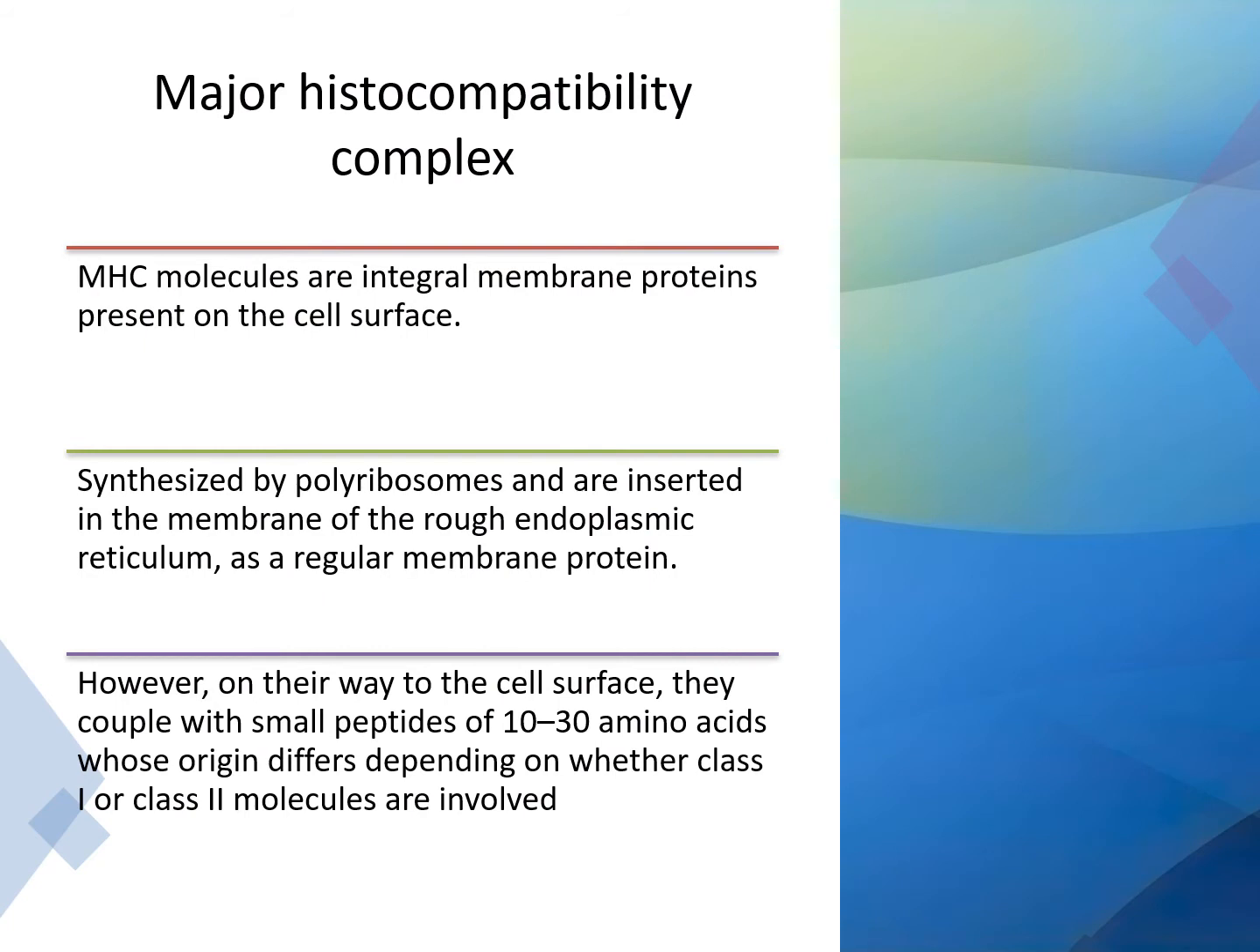Hello guys. So, major histocompatibility complex. These are the proteins, integral membrane proteins present on the cell surface, that is the plasma membrane, and they are synthesized by polyribosomes and inserted in the membrane of the rough endoplasmic reticulum as a regular membrane protein. However, on the surface, as we'll see in the next diagram, they couple with small peptides of 10 to 30 amino acids whose origin differs depending on whether class 1 or class 2 molecules are involved.